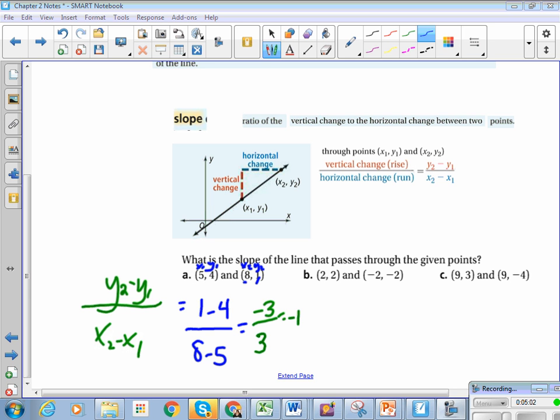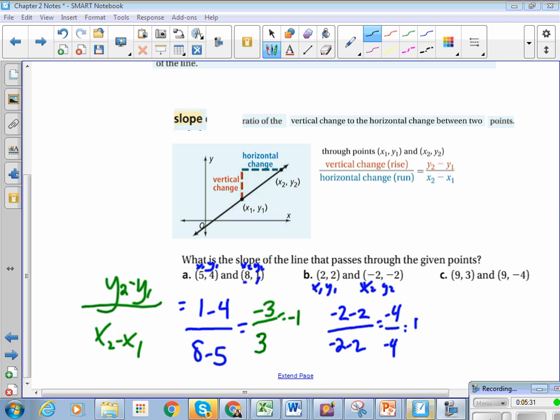All right, so these 2 points, 2, 2, and -2, -2. This is x1, y1, and x2, y2. So we go -2 minus 2, over -2 minus 2. -2 minus 2 is -4, so this is -4 over -4, which simplifies down to 1.